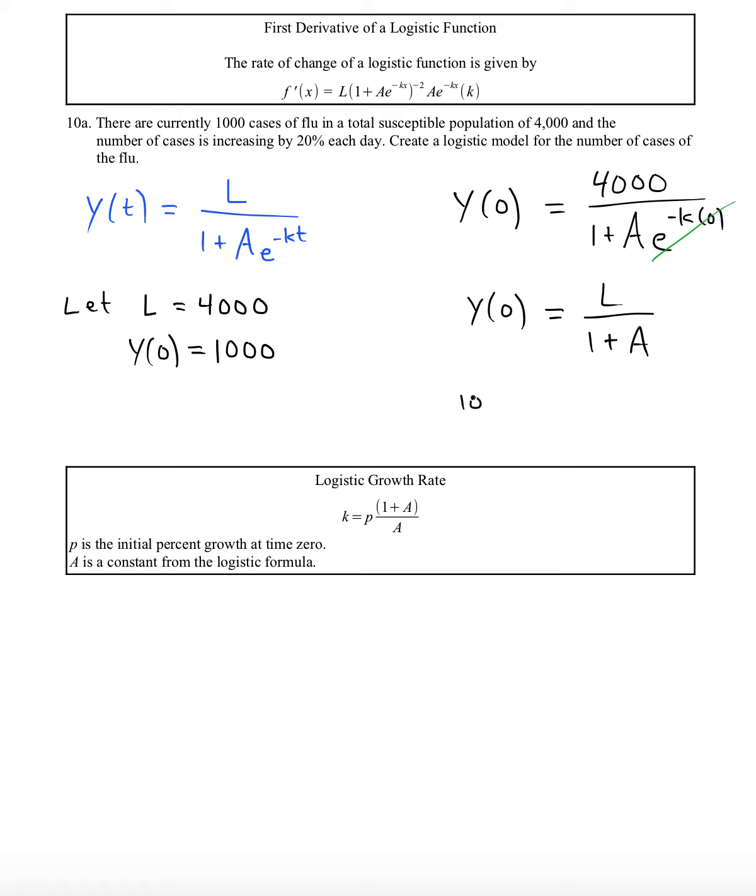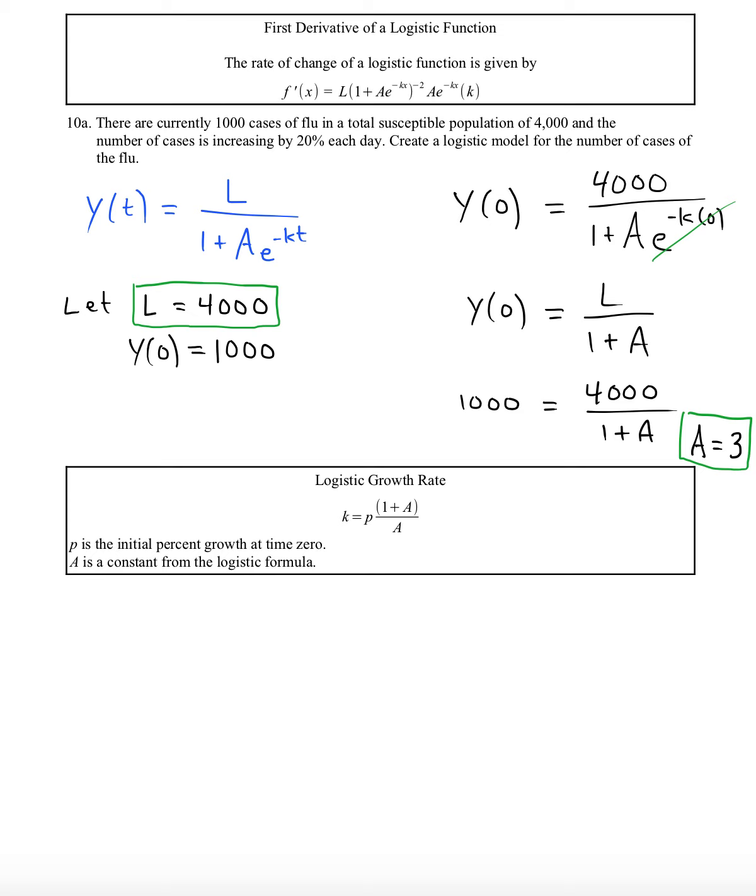So we'll plug in that 1,000, set it equal to 4,000 over 1 plus A. And we'll just want to solve that equation to reveal that A is 3. Alright, now we have several things that we can use in our mathematical model. We got L and A, but we still have to find k.